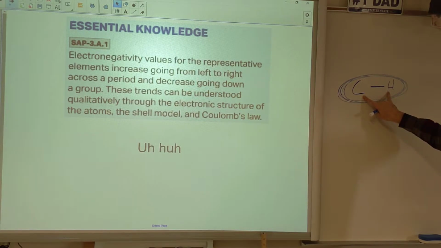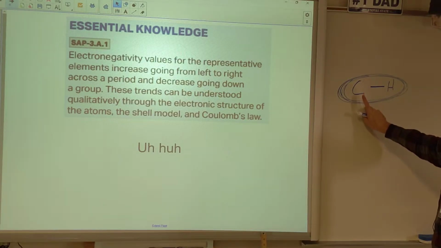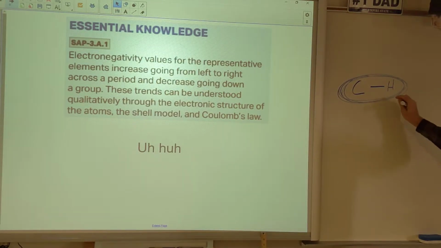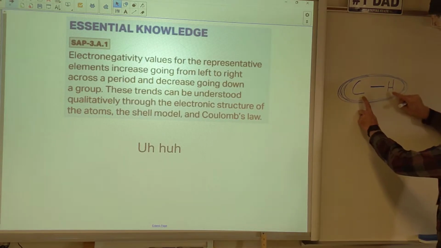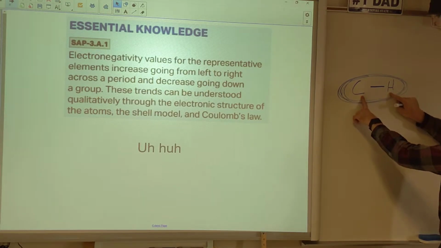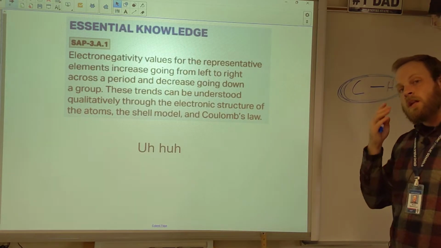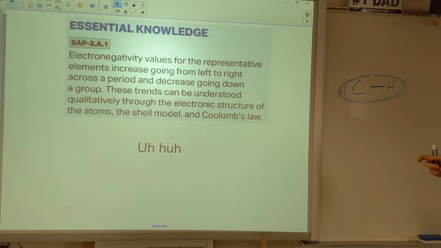Since these elements are in different energy levels, hydrogen is in the first energy level, carbon's in the second energy level, and since they both have different nuclei, hydrogen's nucleus is +1, carbon's nucleus is +6, these 2 electrons are not going to be perfectly attracted the same amount to both of these nuclei. These electrons are going to be attracted to one of them more than the other. And it doesn't just matter about the charge of the nucleus. It also matters the size of the atom. So things get very complicated, which is why they just use the trend of electronegativity.